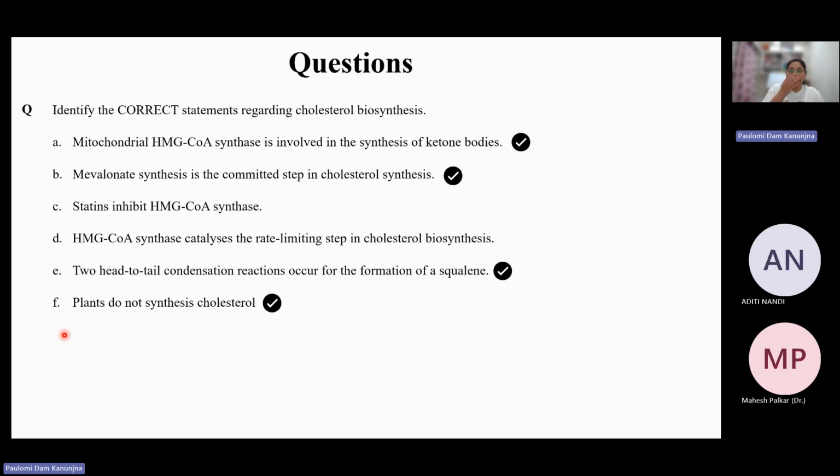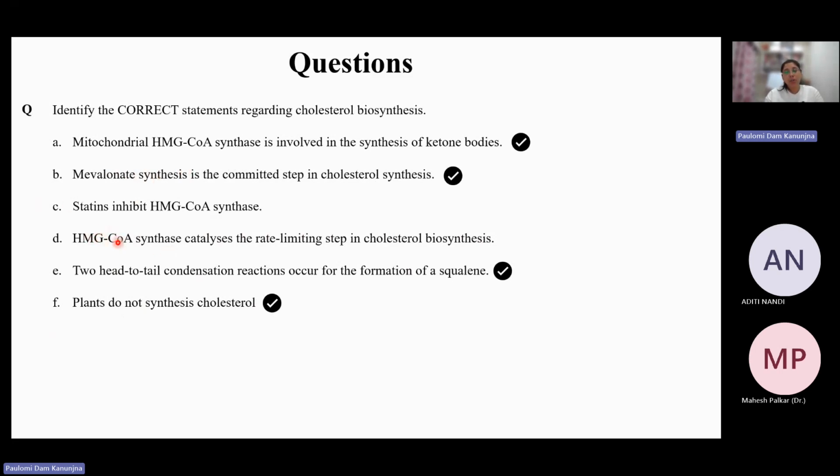You can check in the slide and let me tell you which ones are correct and which are not. The first one says mitochondrial HMG-CoA synthase is involved in the synthesis of ketone bodies. Correct, because we discussed that the mitochondrial ones are for the ketone bodies and the cytosolic ones are for cholesterol biosynthesis. Good. Next one says mevalonate synthesis is the committed step in cholesterol synthesis. This we have already established. The step is by HMG-CoA reductase. The enzyme here is reductase, and that's why D is incorrect.